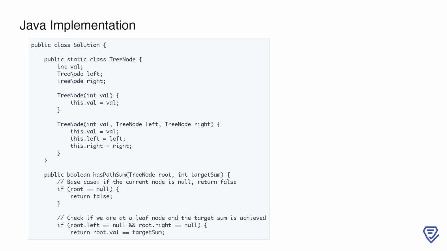First, we handle the base case. If the root is null, the method immediately returns false since there's no path to evaluate. Next, we check if the current node is a leaf node, meaning both its left and right children are null. If it is a leaf, we compare its value to the target sum. If they are equal, we return true, indicating that the path sum condition is met, otherwise, we return false.